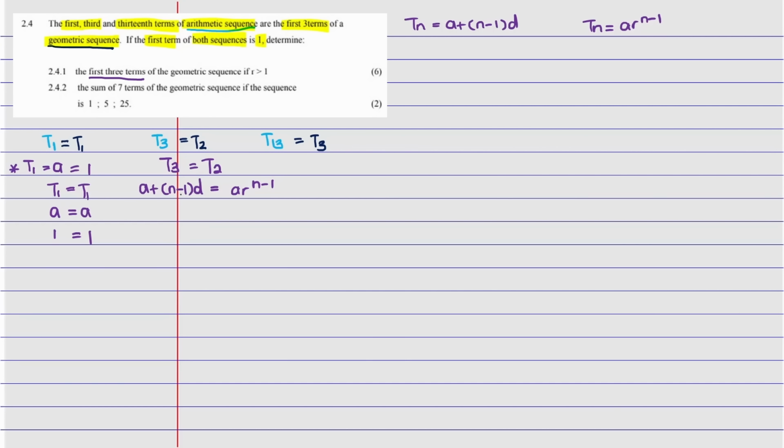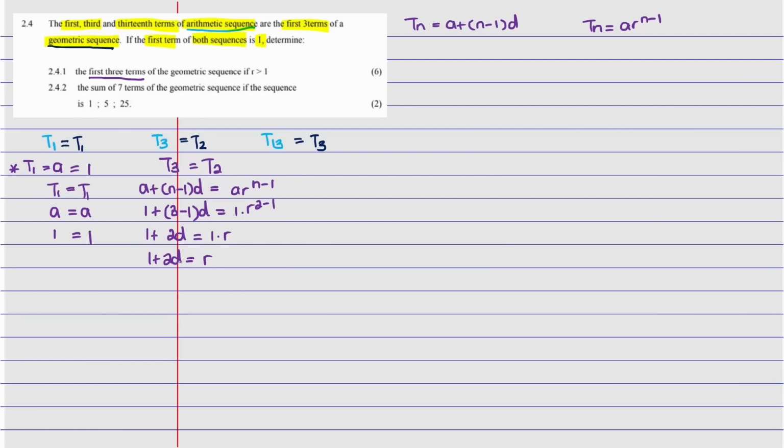Let's substitute our a and n. We know that a is 1, and this is going to be plus, we know this n is 3, so it's going to be 3 minus 1, and this is going to be d. And this side, we know a is 1 multiplied by r, and our n is 2, so it's going to be 2 minus 1. Let's simplify that. That's going to be the same as 1 plus 2d is equal to 1 multiplied by r to the power 1. So 1 plus 2d is equal to just r.